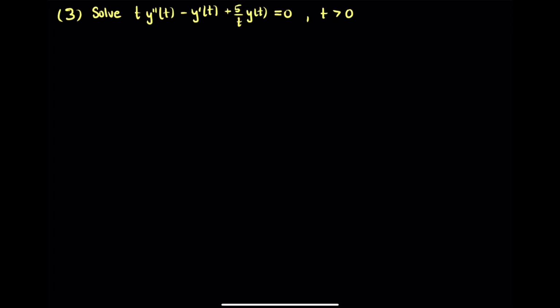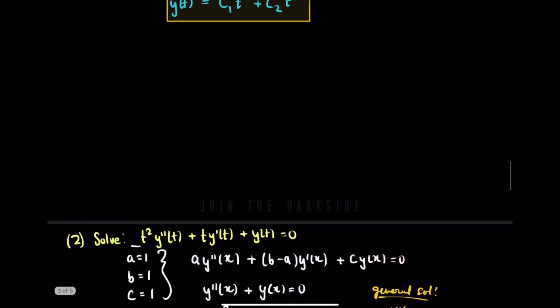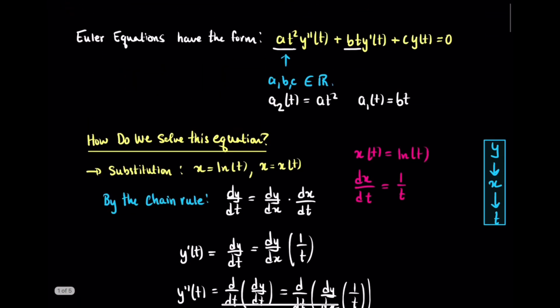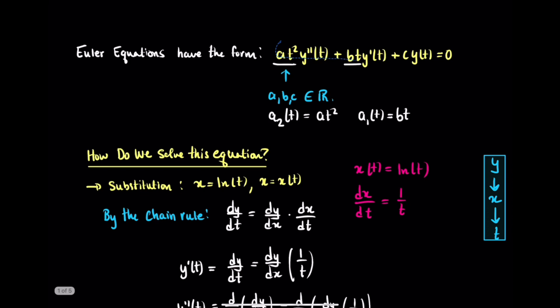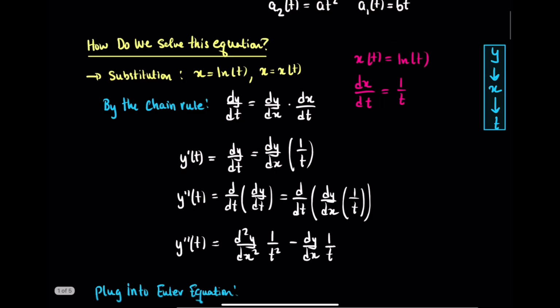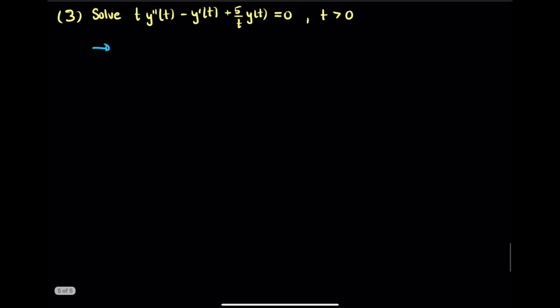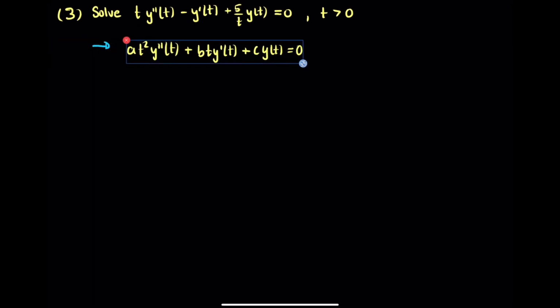First thing we have to do is identify the constants. So A is 1, B is -1, and oh, wait a minute. This is not in the form of an Euler equation. So let's make it into the form of an Euler equation by multiplying everything by t, right? Because the Euler equation looks like this. Euler equation is supposed to look like this.